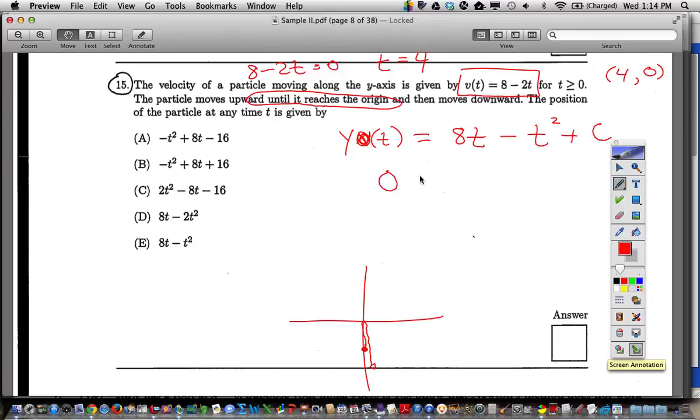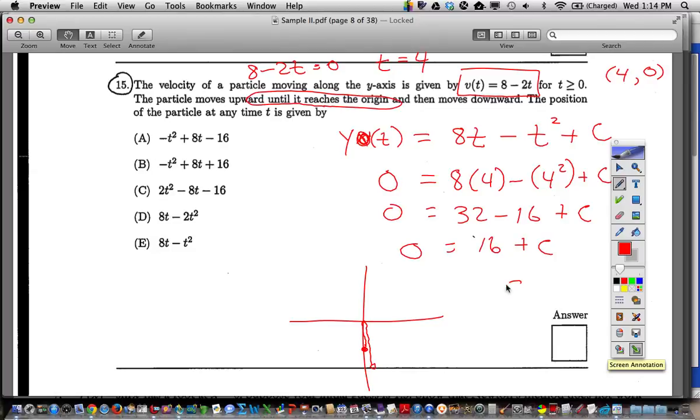So we could do this. We could put our y value of 0, and we could put our 4 right in here, and we would get this. But I like what you guys were saying. I think that's a fine way to come up with that one as well. And so we get 0 equals 16 plus c. We get c equals negative 16. So that's how you can tell for sure that it's that.